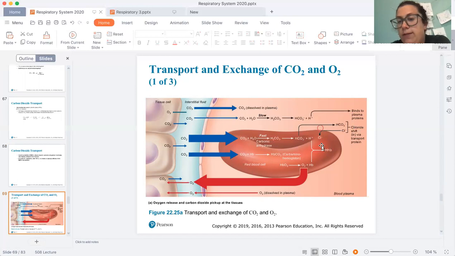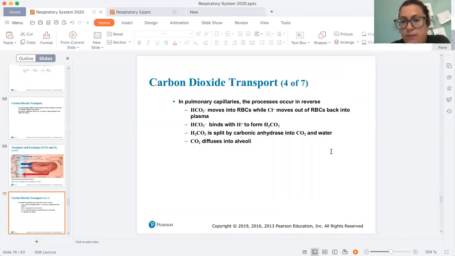And here we just have to know that chloride is a player, a player that can work. And then what ends up happening is that we have hydrogen ion bound with hemoglobin. We have that carbaminohemoglobin going on.